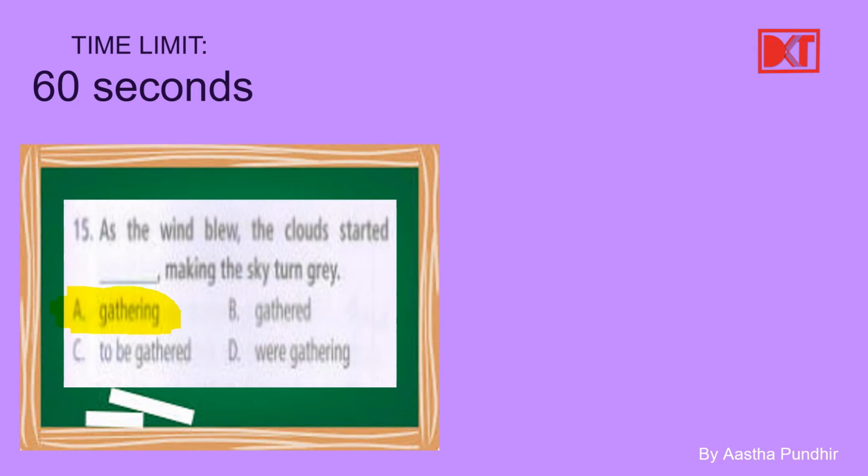Here this is the present, the verb ing, the continuous form started gathering. Okay. Here because we are talking about a continuous process that was happening. As the wind blew, the clouds started gathering and then making what? Again continuous, making the sky turn grey.